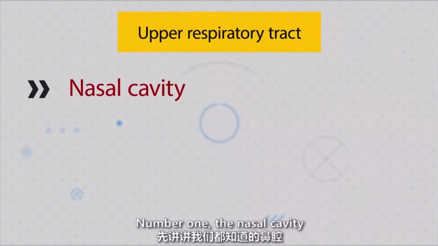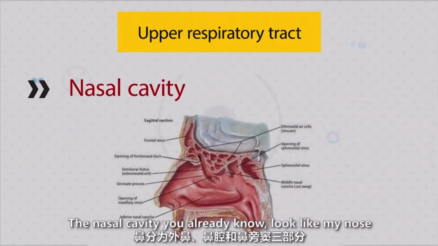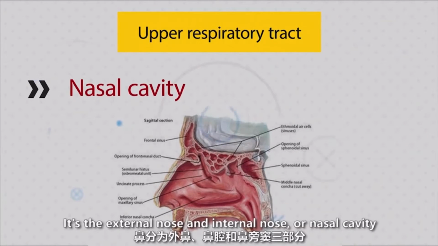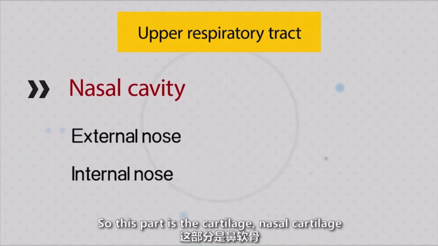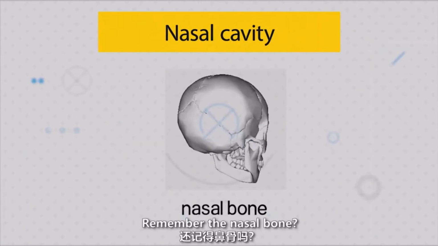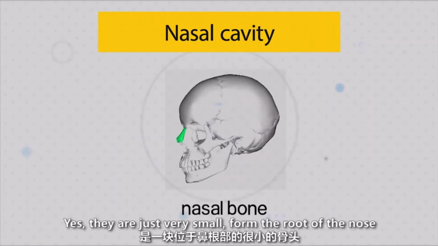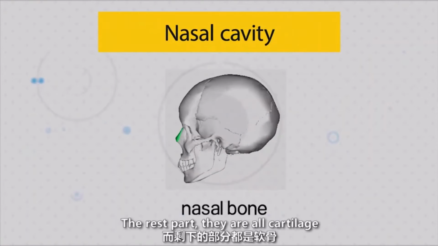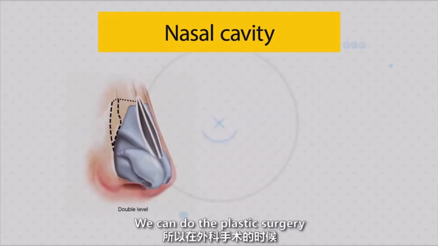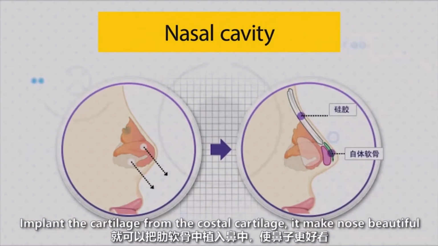So one by one, number 1, the nasal cavity. You already know the nasal cavity. It looks like my nose, that's what we call the nose. There is the external nose and the internal nose, or nasal cavity. This part is the nasal cartilage. Remember the nasal bone? It is very small and forms just the root of the nose. The rest is all cartilage, so we can do plastic surgery, maybe implanting cartilage from the costal cartilage, to make a nose beautiful.